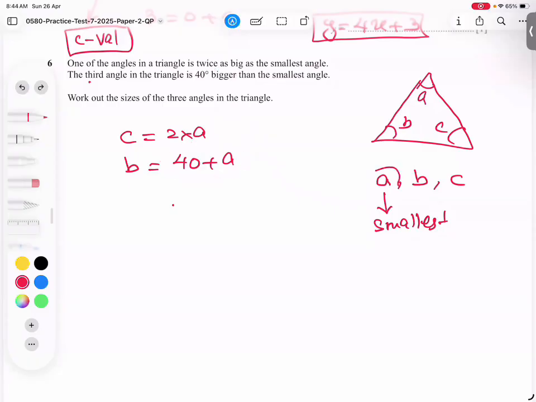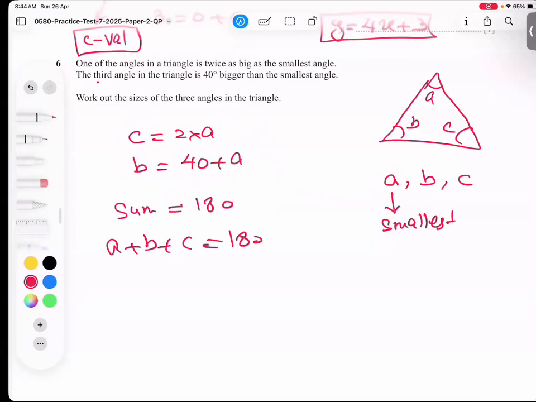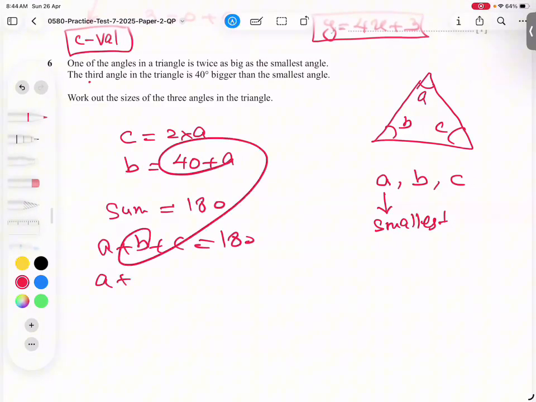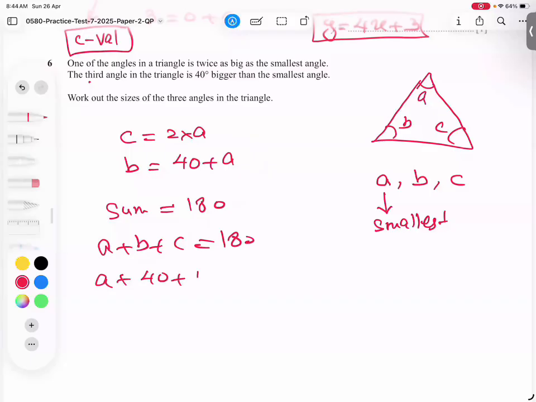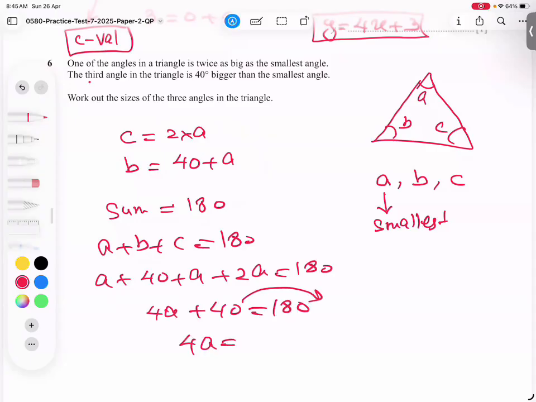Now we have A, we have B, we have C, and the sum of all angles is 180 degrees. So A plus B plus C equals 180. A is A, I'm not changing it, and B's value is 40 plus A, and C's value I just got is 2A. So 2A, 3A, 4A. I got 4A plus 40 equals 180, and I subtract 40. 4A equals 140. And I'm dividing now. A is equal to 140 over 4.